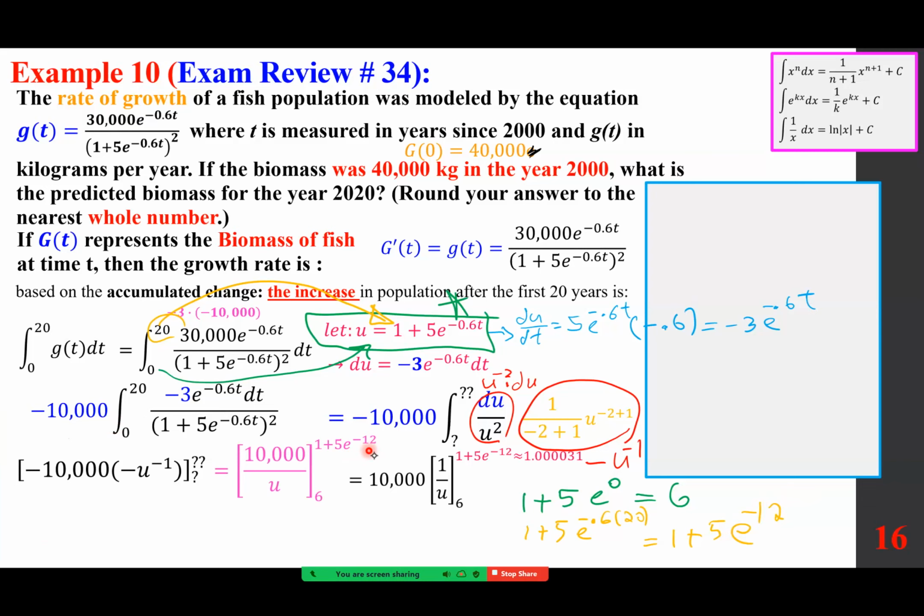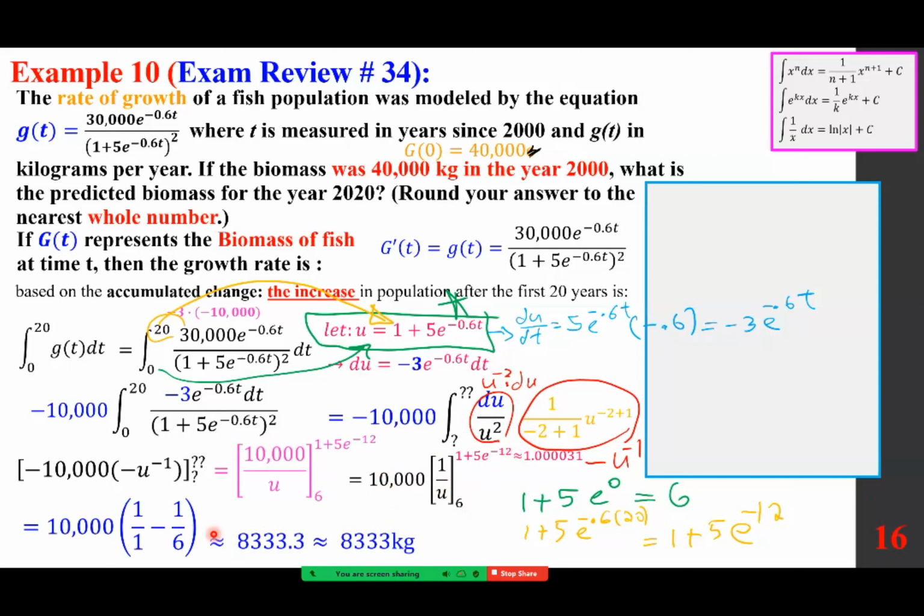So if I write it in this fashion, notice the upper limit is 1 point 0000000031. This is almost 1. So that means 10,000. So by the way, I hope you see that this is 10,000 over u. So 10,000, I take it out, 1 over u. So 1 over 1 minus 1 over 6 gives you 5/6, and it gives you this answer.